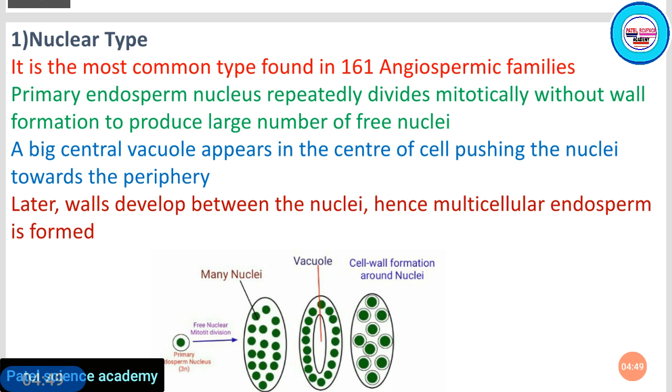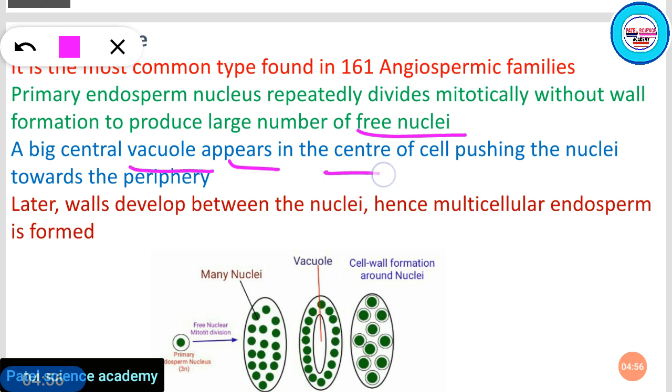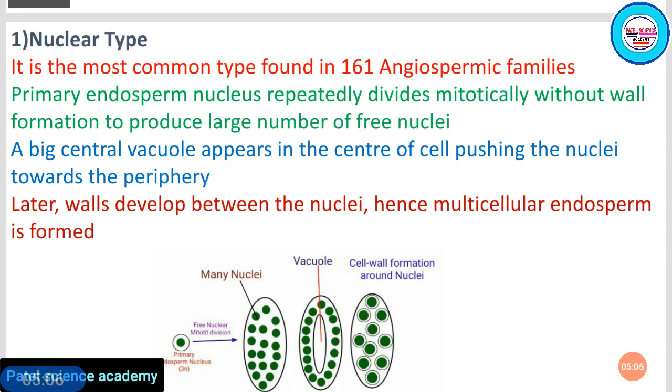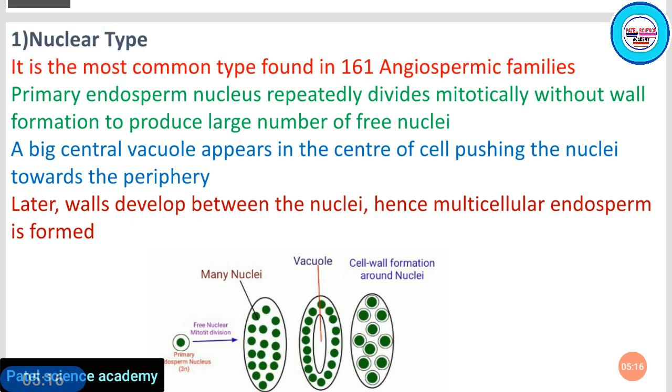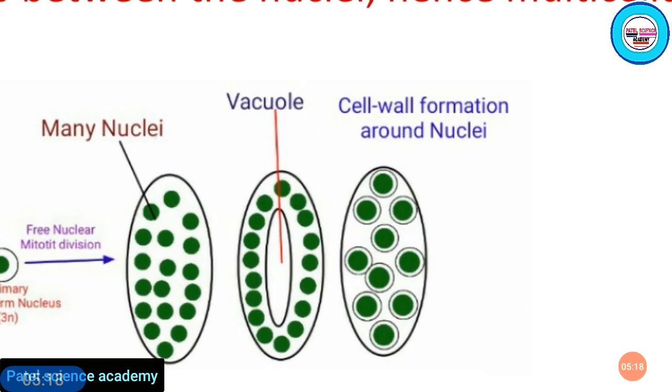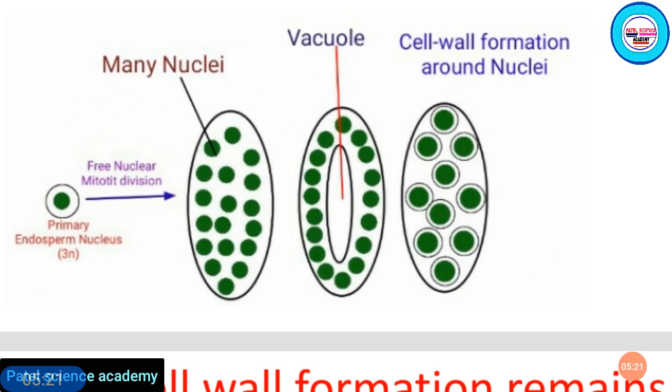Big central vacuoles. Then what happens after the formation of these free nuclei? A big central vacuole appears at the center of the cell, and it pushes all these free nuclei towards the periphery. And then what happens? Later the wall develops in between the nuclei, and hence this is the multicellular endosperm. So likewise there is a formation of this endosperm. Let's see it one by one.